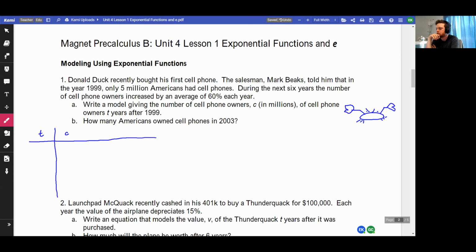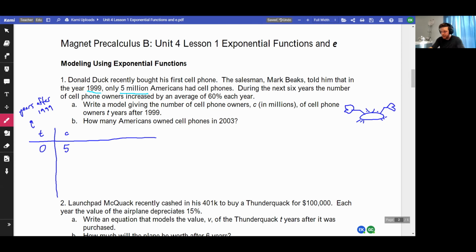Let's look at this. So how many cell phones do we have? Well, so what is t? I think it's years after 1999. So 1999 is t equals 0. How many Americans own cell phones in 1999? Well, according to this, in 1999 only 5 million Americans had cell phones. So our c is in millions, so it's a 5. Let's not write 6 zeros.